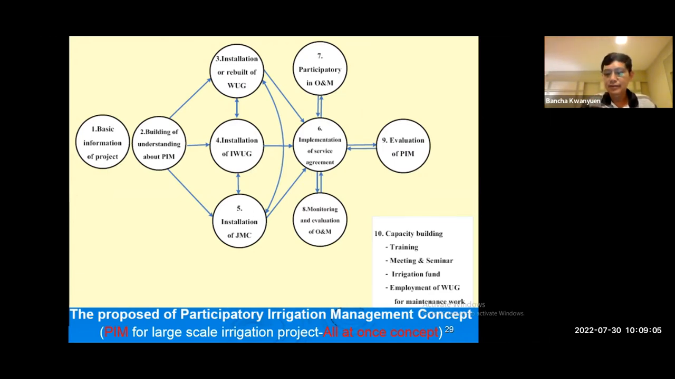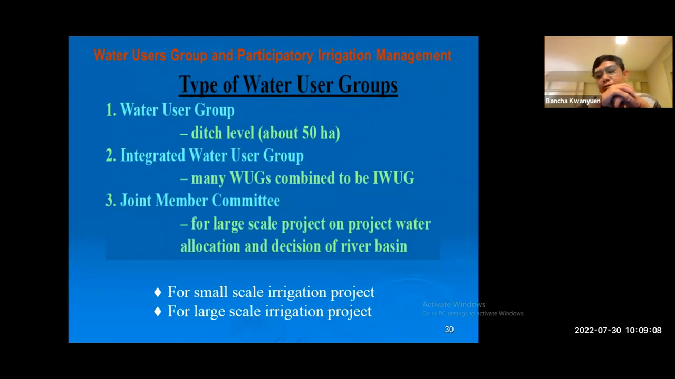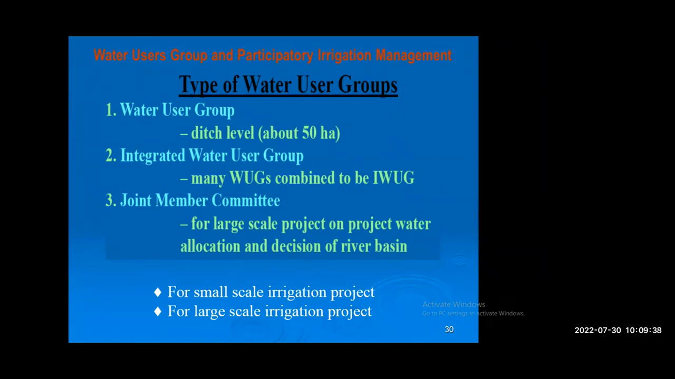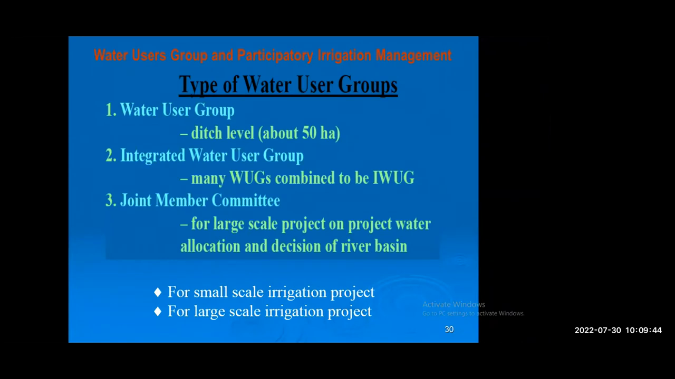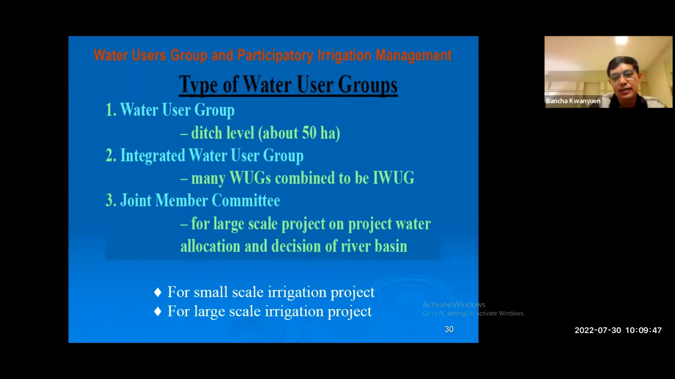Okay, this is just it. And this is a little bit about the water user group. You can have the participatory process, and you can have the water user group and integrated water user group that I discussed earlier. We should initiate them at the same time, but if possible, we need a joint management committee covering the overall river basin, for allocation and decision making, such as when to open the water and when the water will be shut down. And this can be used for small scale, medium scale or even large scale irrigation projects.